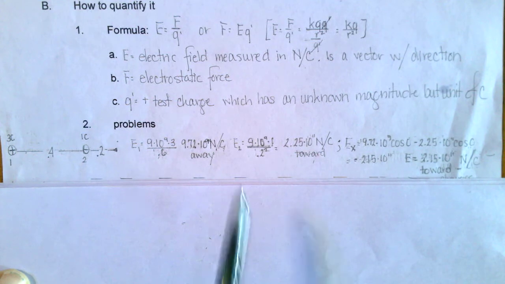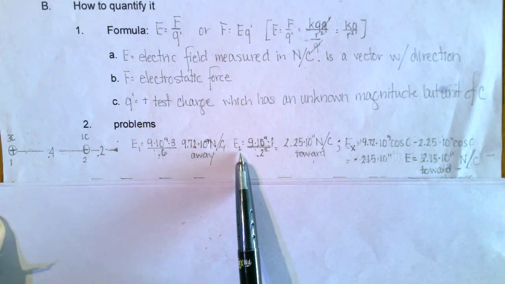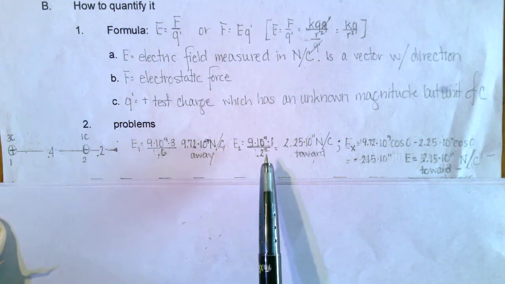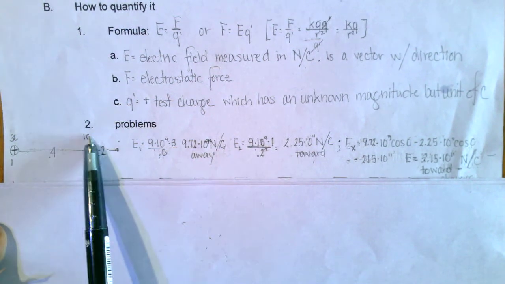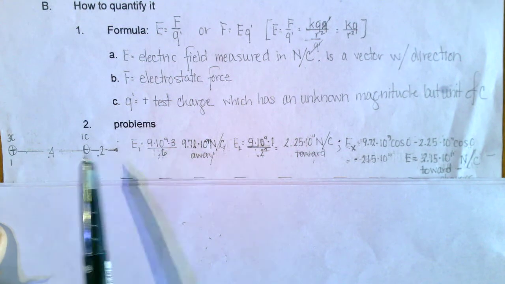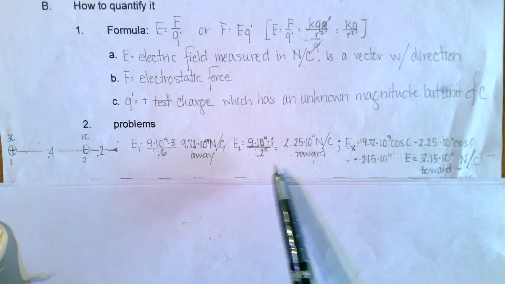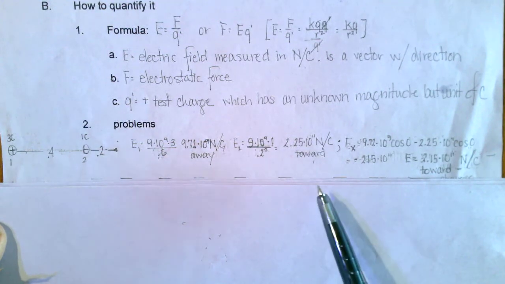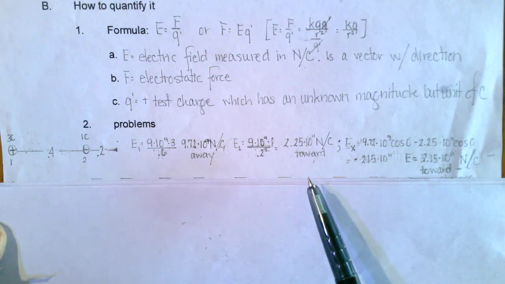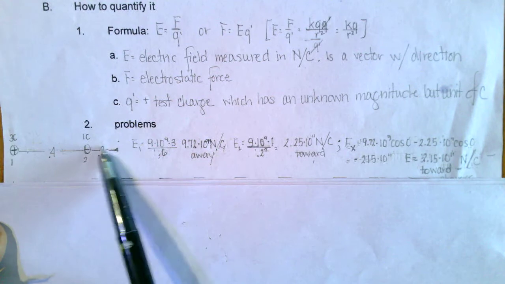And then I do the same thing for this charge number 2. What field does charge number 2 create? 9 times 10 to the ninth times 1, which is the charge on my Q, over 0.2, which is the distance from this charge to my test charge. I do the math on that, and I find that it is 2.25 times 10 to the 11 newtons per coulomb toward it, because it is moving in this direction.